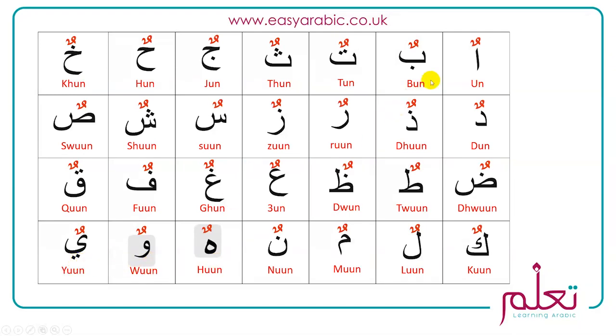Let's go through it again. Un, Bun, Tun, Thun, Jun, Hun, Khun, Dun, Dhun, Run, Zun, Sun, Shun, Sun, Dhun, Tun, Dhun, Un, Kun, Fun, Qun, Kun, Lun, Mun, Nun, Hun, Wun, and Yun.